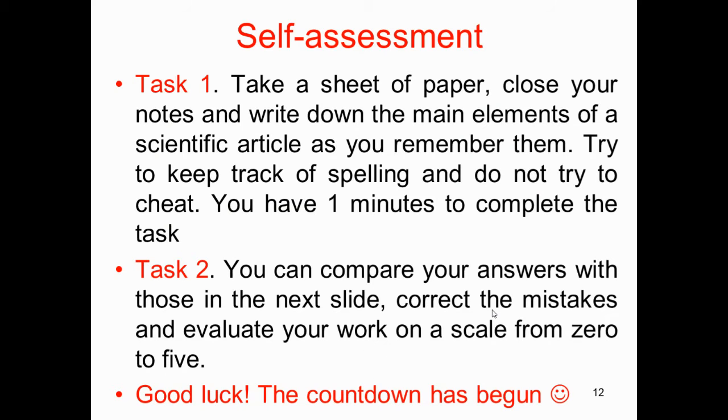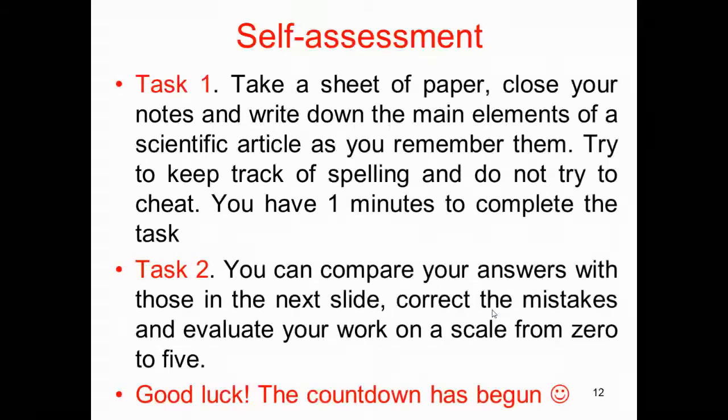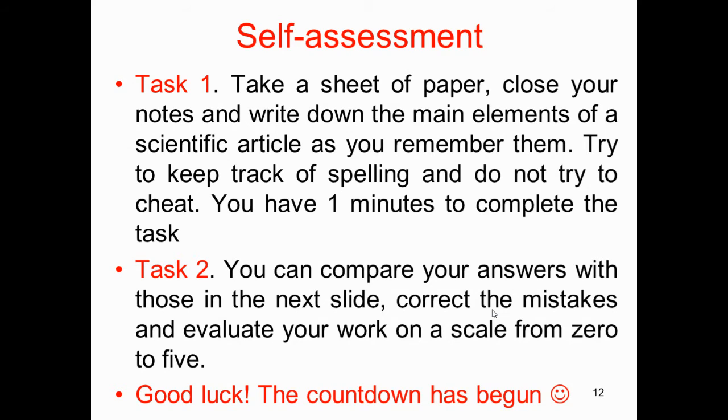Now, let's do a little self-assessment. Task 1. Take a sheet of paper, close your notes, and write down the main elements of a scientific article as you remember them. Try to keep track of spelling and do not try to cheat. You have 1 minute to complete the task. You can compare your answers with those on the next slide, correct the mistakes, and evaluate your work on a scale from 0 to 5. Good luck! The countdown has begun.